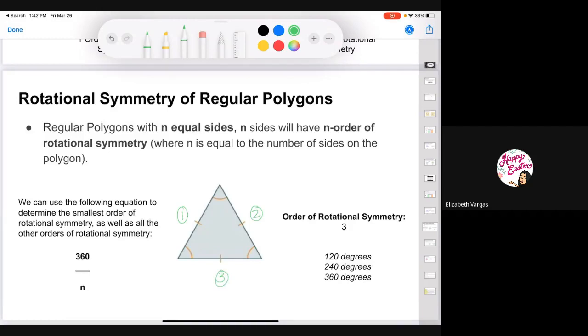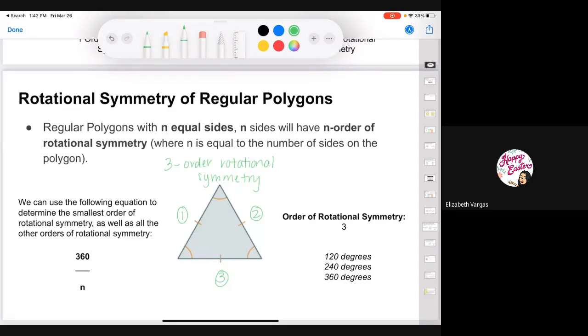And so because we know it has 3 sides, we can say it has 3 order of rotational symmetry. And so this applies for every regular polygon. And so again, if I had that hexagon I saw earlier, that has 6 sides, so it would have 6 order of reflectional symmetry or rotational symmetry. So that's a unique thing that also applies to rotational symmetry.